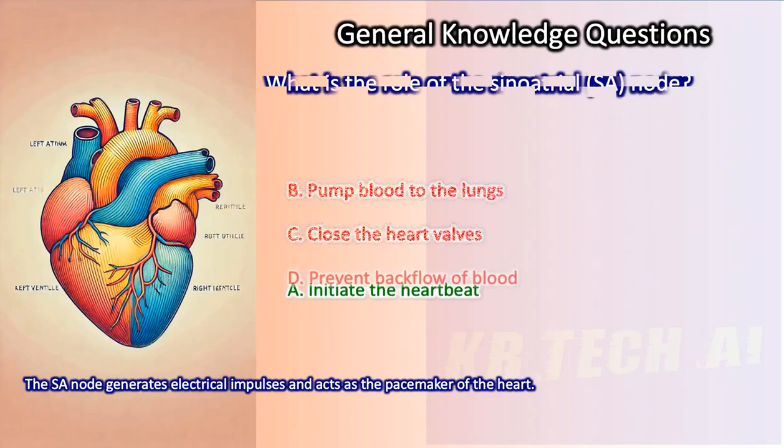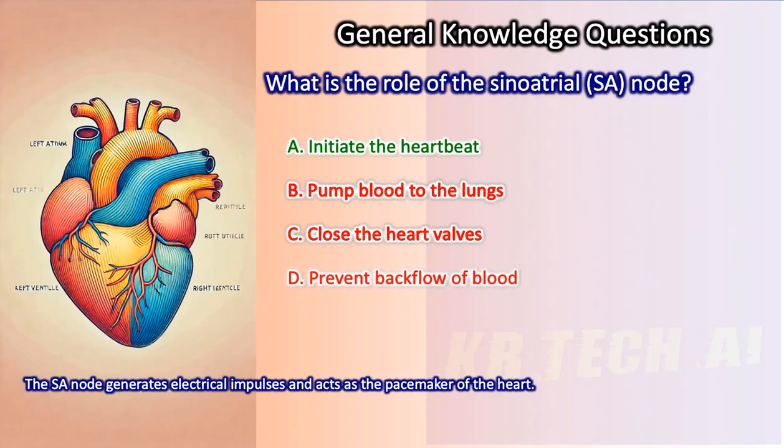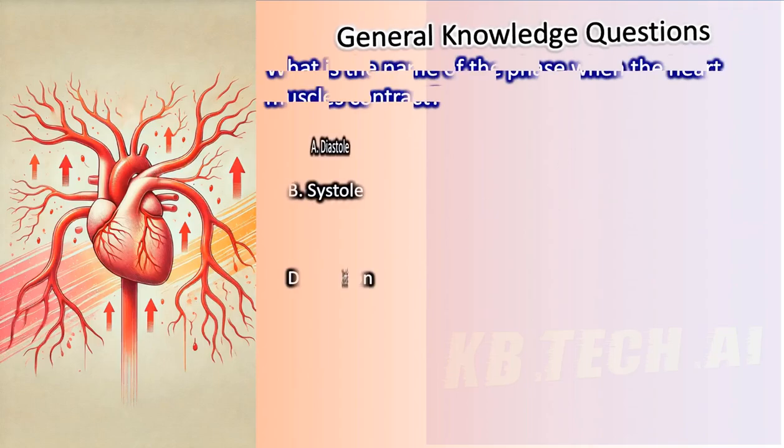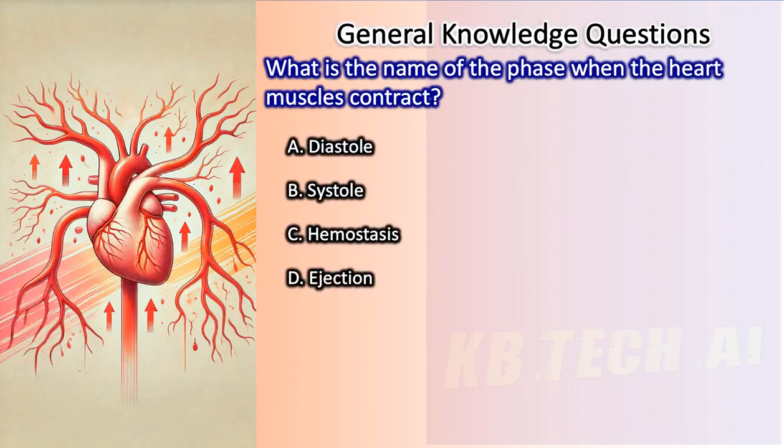The answer is option 1. Initiate the heartbeat. What is the name of the phase when the heart muscles contract? Option 1. Diastole. Option 2. Systole. Option 3. Hemostasis. Option 4. Ejection.